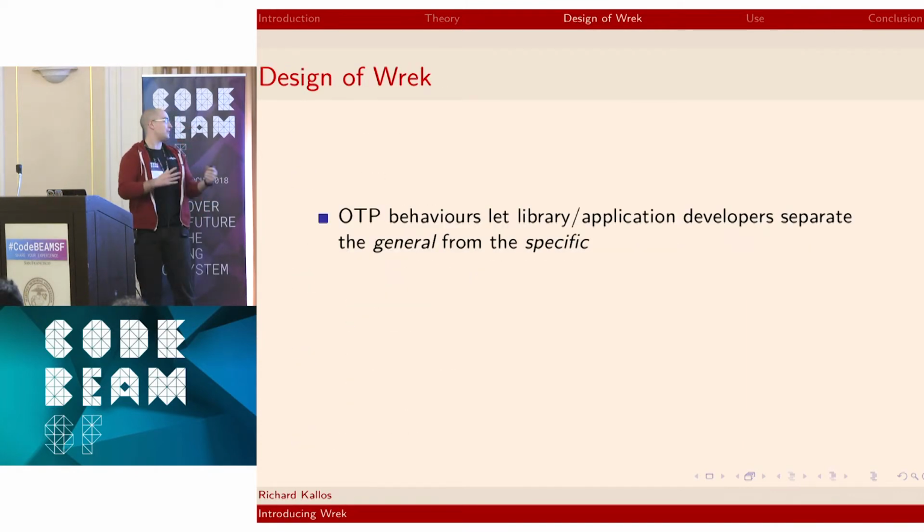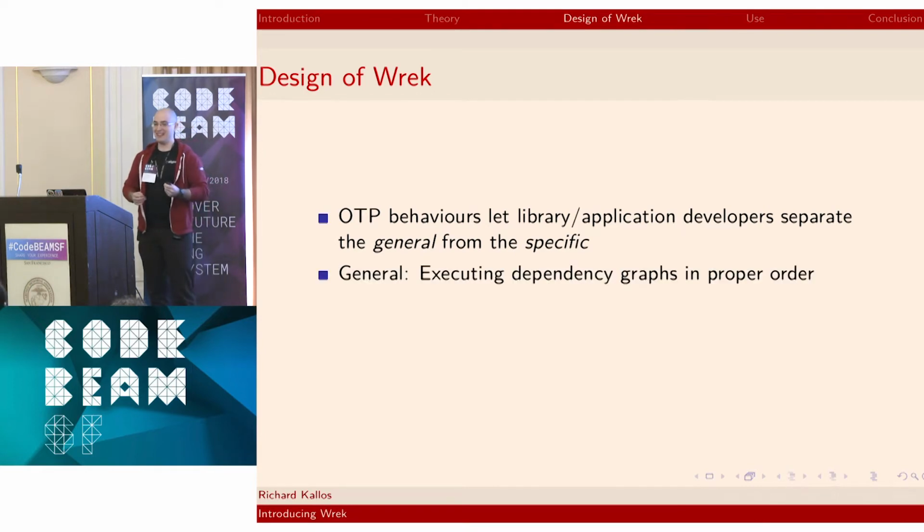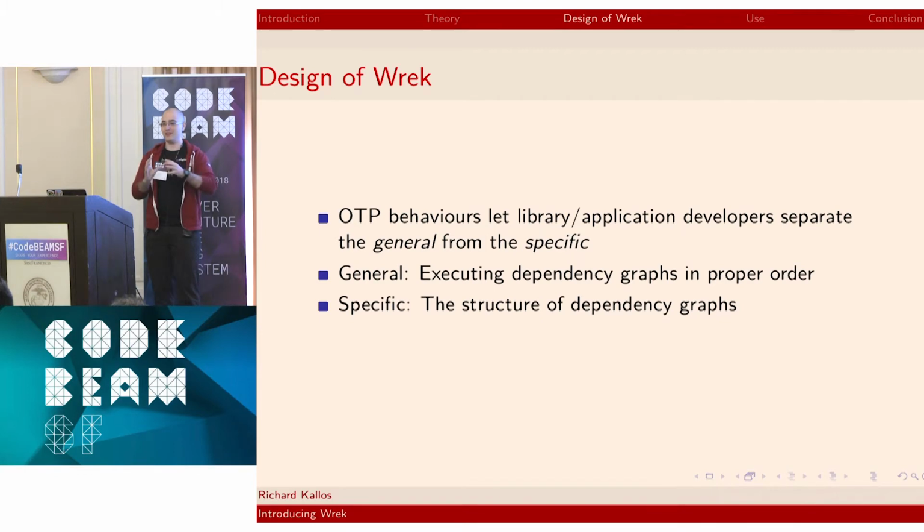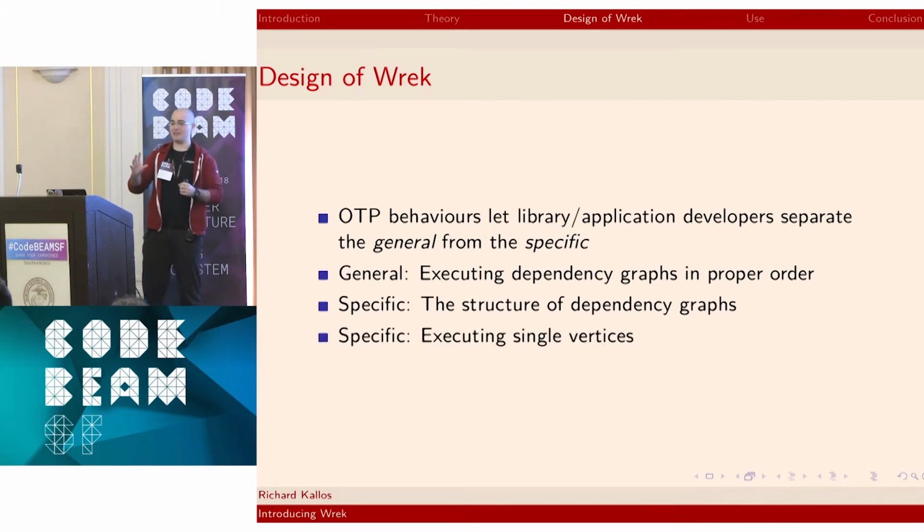So OTP behaviors are really useful because they let me, the library developer, impose burdens on you, the library users. I do the general part, and you do the specific part, and everyone is happy. The general part of this library is just executing dependency graphs in a proper order. What I leave to you is structuring your dependency graphs, as well as specifying what unit of work is performed by each individual vertex. You define a callback function, and then my library just runs it for you when it's possible.